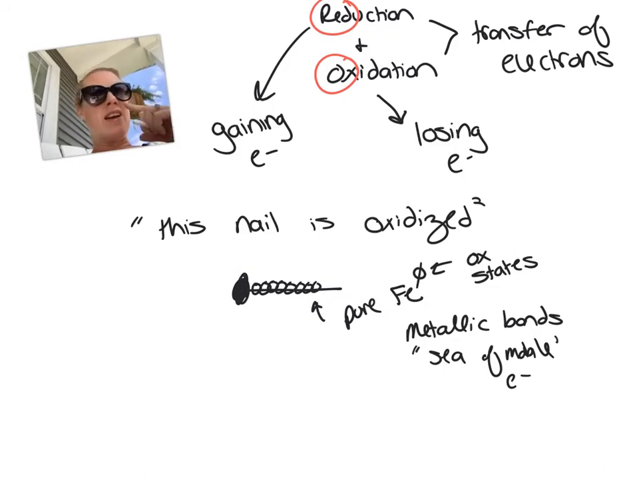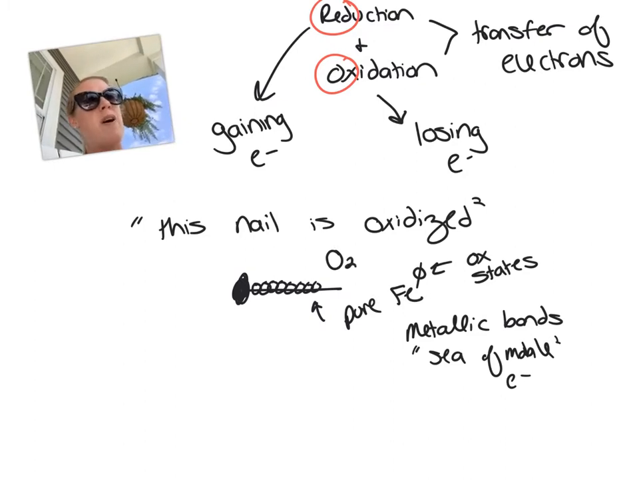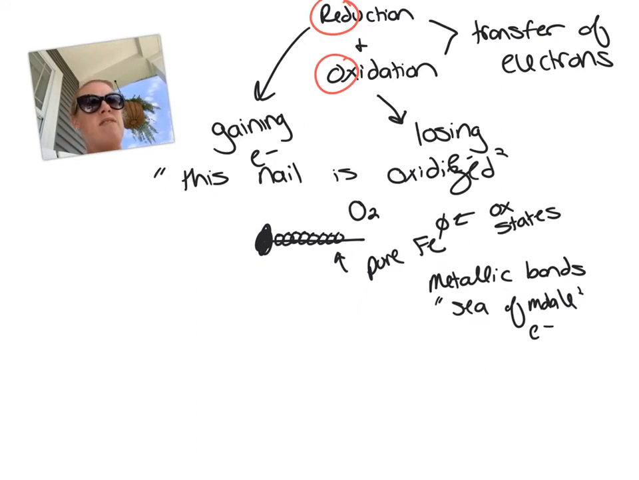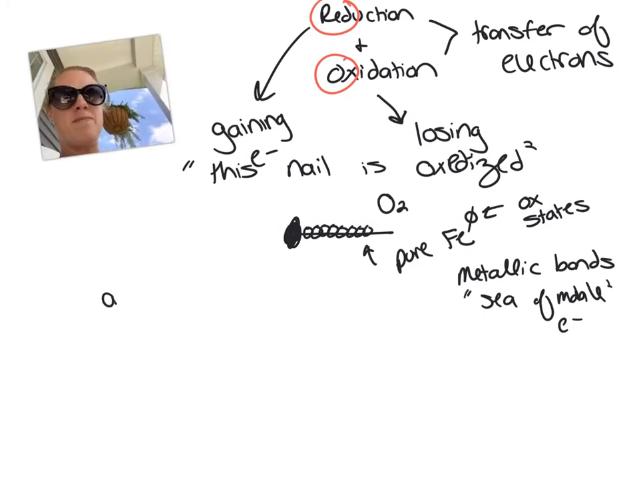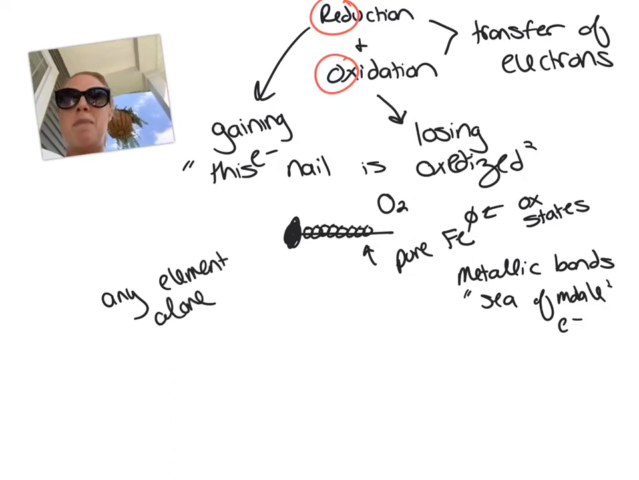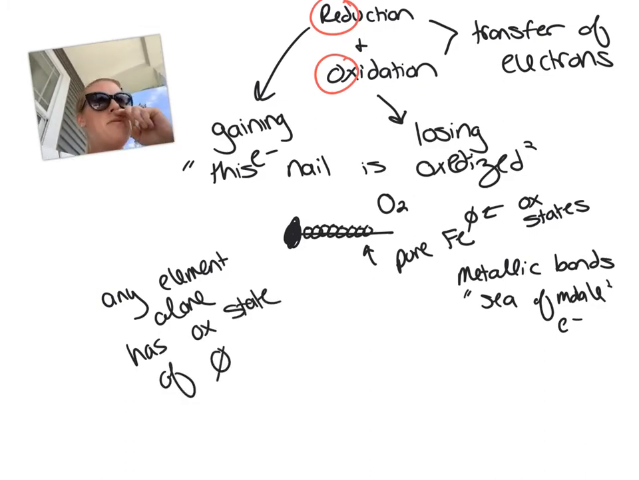Then when it's oxidized, what happens is it reacts with the oxygen in the air. So there's oxygen in the air, see how it's O2? It also has an oxidation state of 0, okay? There's a little bit of wind, so that's going to sound great for you guys. It's fine. So any element that's alone, that means not bonded to another element, has an oxidation state of 0. So the oxygen in the air is going to react with the iron.